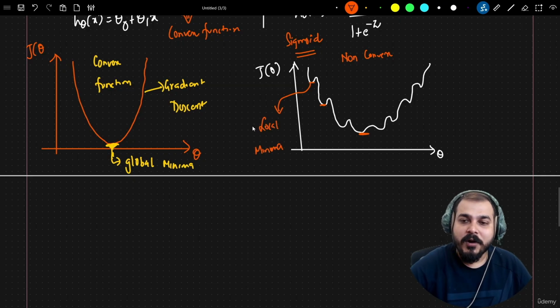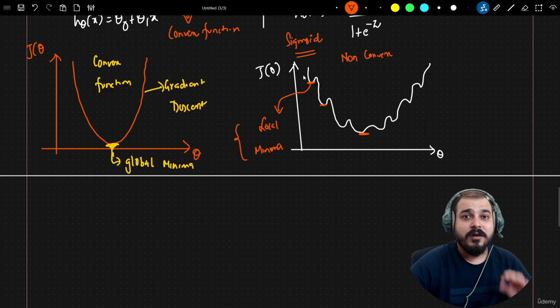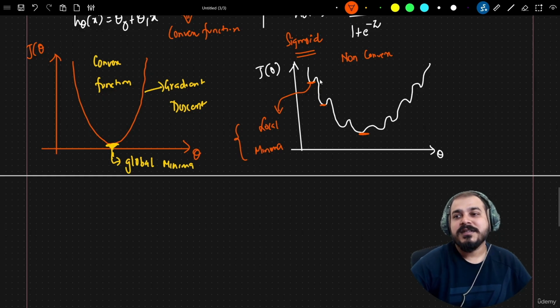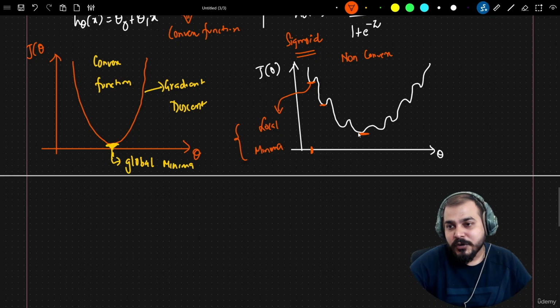Now, what is the disadvantage with respect to local minima? Whenever I come to this particular point and try to find the slope, it will always be 0. And if the slope is always 0, theta will remain stagnant at this place. It won't be able to increase or reduce to come to the global minima. So it will be very, very difficult to come over here. So this is basically my global minima.